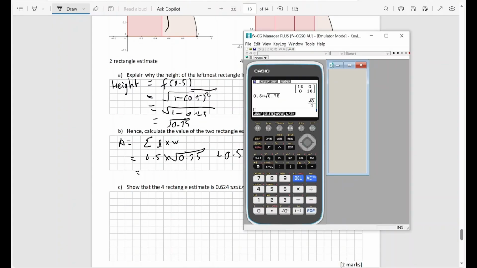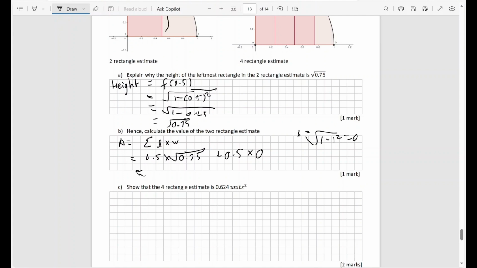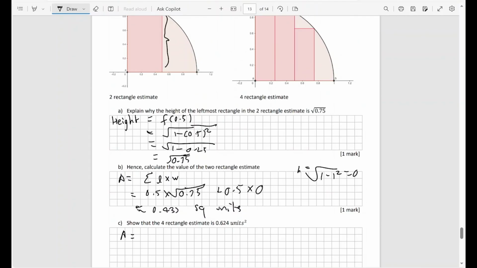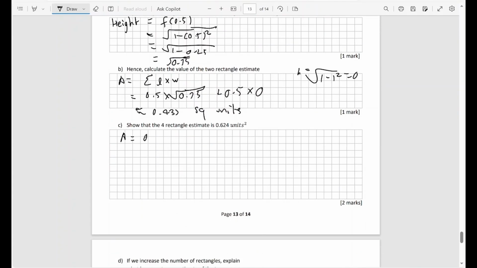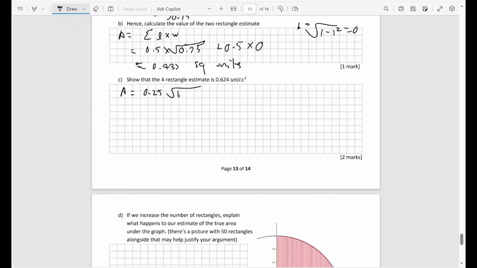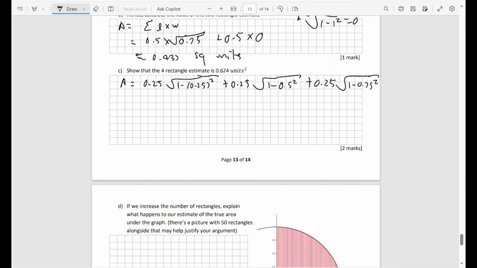Root 3 over 4 if you want, but probably S to D is 0.433 square units. So the 4 rectangle estimate: each of these rectangles is 0.25 wide because you're splitting up the 1 into 4 parts. So the area is 0.25 times root 1 take 0.25 squared, plus 0.25 root 1 take 0.5 squared, plus 0.25 times root 1 take 0.75 squared, plus 0 on the end, which roughly equals 2.